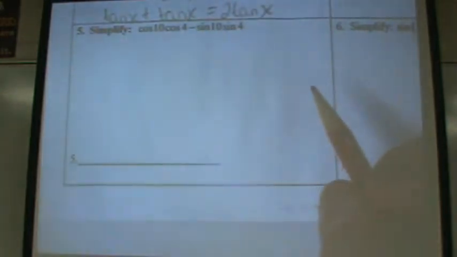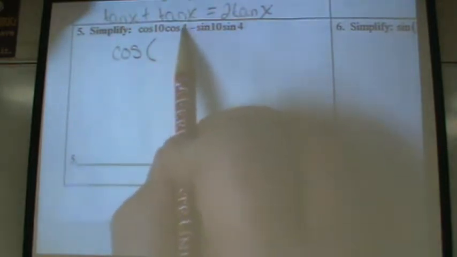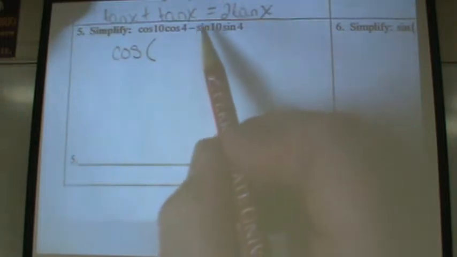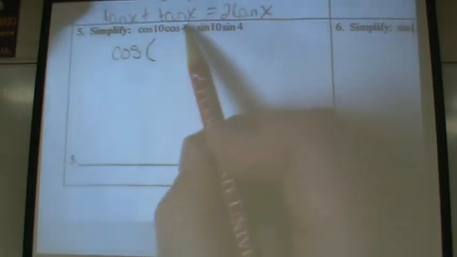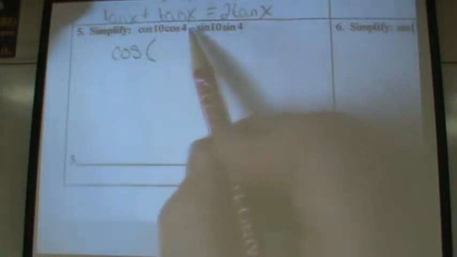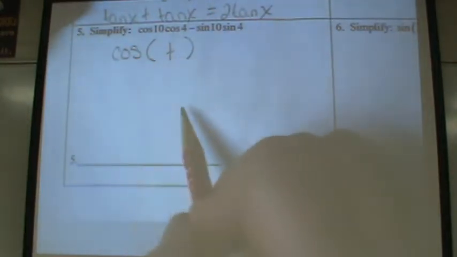And then, so we know we have a cosine here. We're looking at the operation in the middle. We're subtracting. So for cosine, remember that the operations were opposite. If you have a subtraction in the expanded version, it should be an addition in the condensed version. So we're looking at the cosine addition identity.